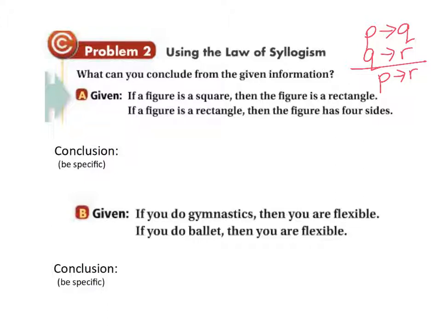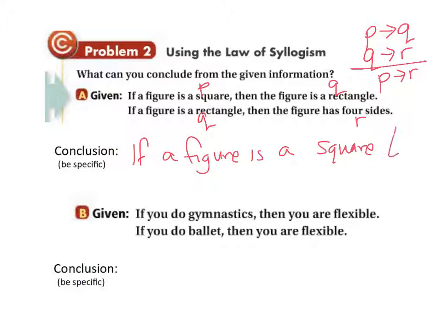So if a figure is a square, then it's a rectangle. If a figure is a rectangle, that's actually Q, right? Then it has four sides, there's my R. Did that follow the path it was supposed to? Yep. P then Q, Q then R. Then I get to come back and say, if a figure is a square, then it has 4 sides.